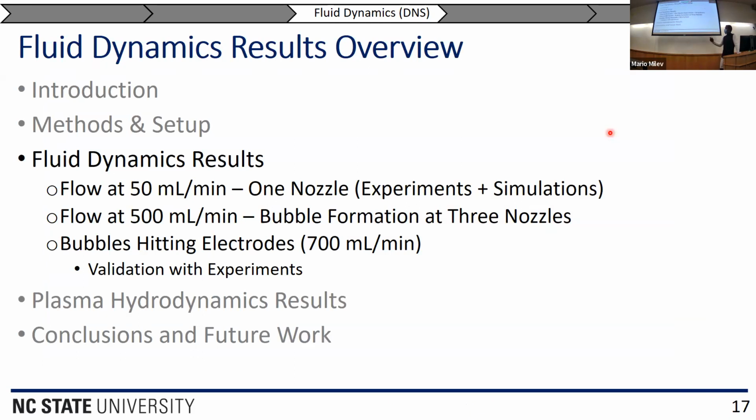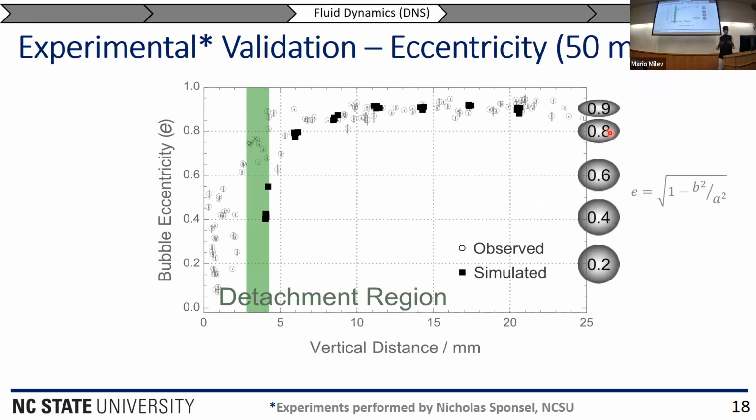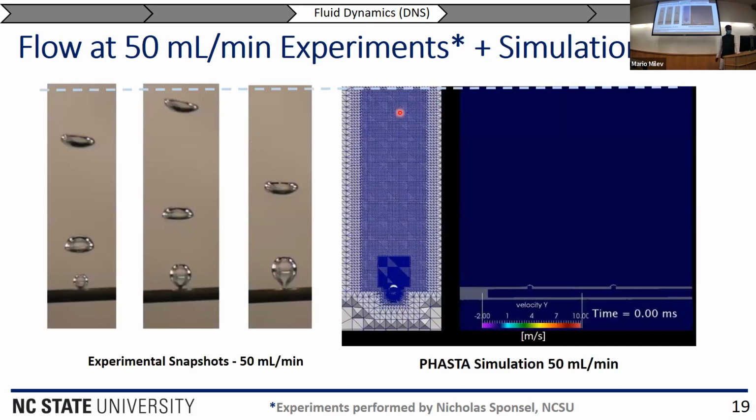So now I'm gonna go over the results I've seen in fluid dynamics, and I'm gonna start back at the bubble formation step. So we looked at experiments at 50 milliliters per minute and compared it with our simulations to see the eccentricity, which is essentially how deformed the bubble is, looking at essentially is it a sphere or is it an ellipsoid, and looking at that axis. And we found that the experiments and simulations trended towards an eccentricity of 0.9, which was pretty good agreement.